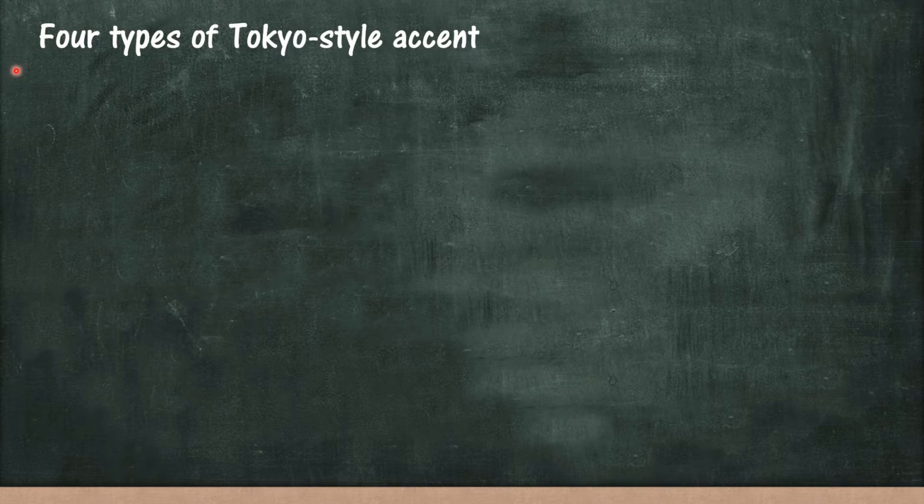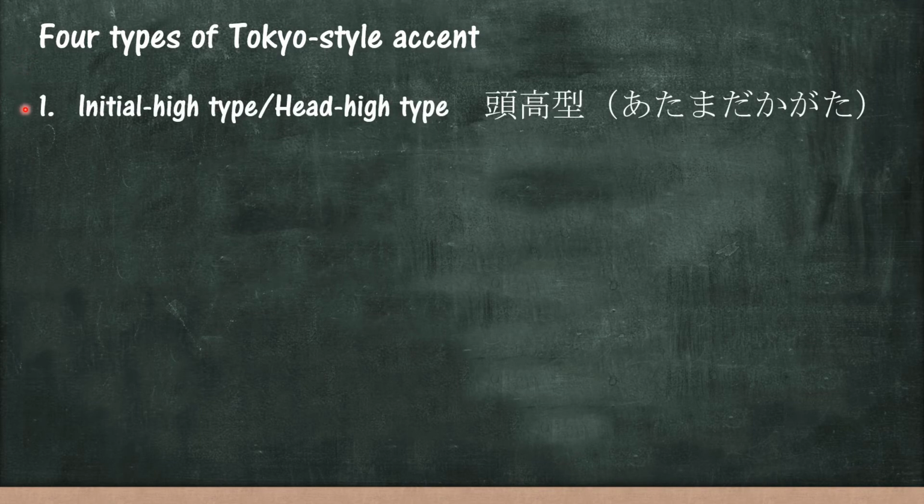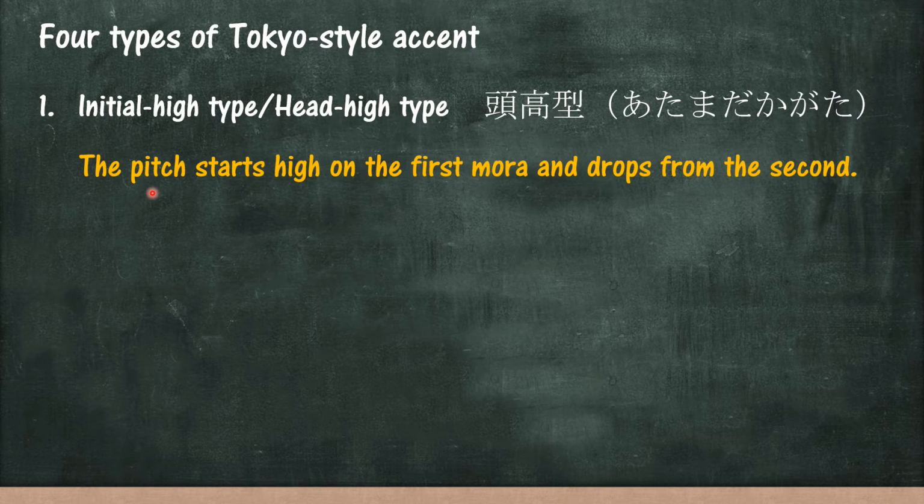Now let's look at 4 types of Tokyo style accent. Number 1, initial high type, or head high type, atama daka gata in Japanese. The pitch starts high on the first mora and drops from the second. Let's look at some examples.